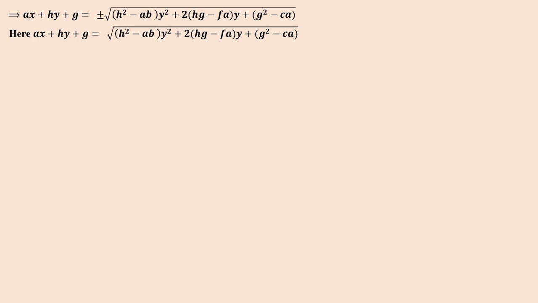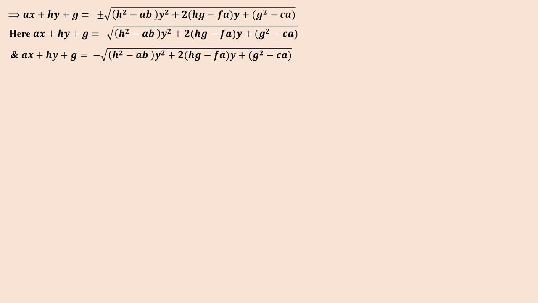2hg minus fa into y plus g square minus ca, that is the constant term, right? ax plus hy plus g is equal to plus value 1 and minus value 1. We are taking two values, plus or minus. First we are taking ax plus hy plus g is equal to root of (h square minus ab) y square plus 2hg minus fa y plus g square minus ca, right?